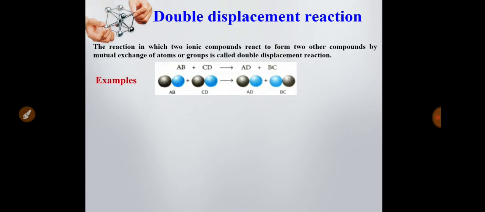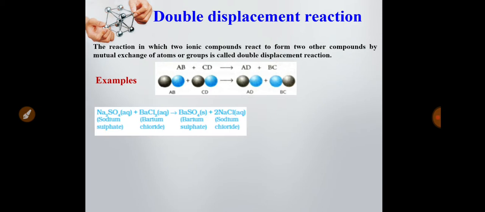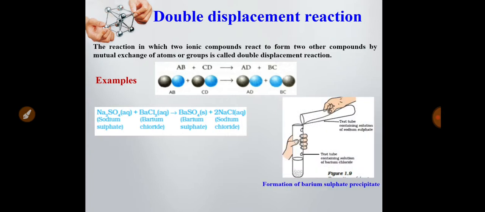Now you can see the example: when sodium sulfate reacts with barium chloride, it will form barium sulfate and sodium chloride. Here two different displacements are taking place. You can see the experiment. In one test tube sodium sulfate solution is taken, and in another test tube barium chloride solution is taken, and when they react, it will form solid barium sulfate which is not soluble, and it will remain as a precipitate at the bottom of the test tube.